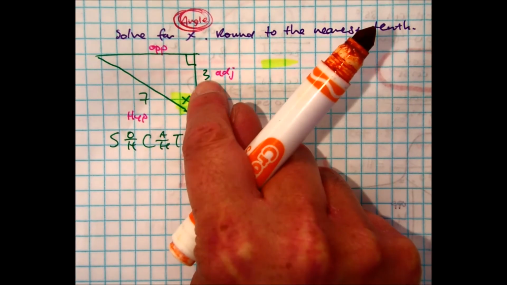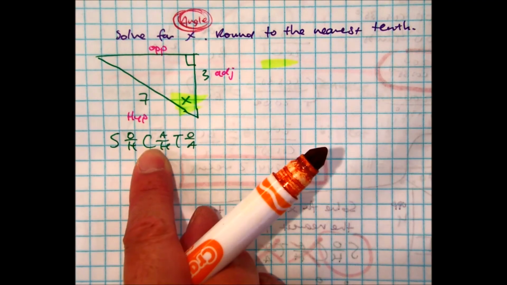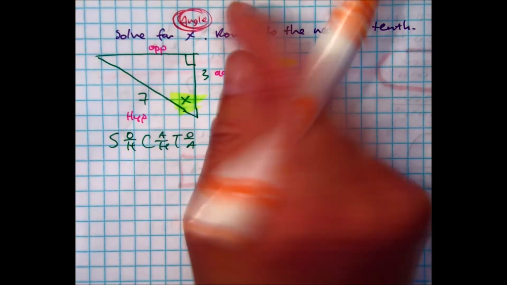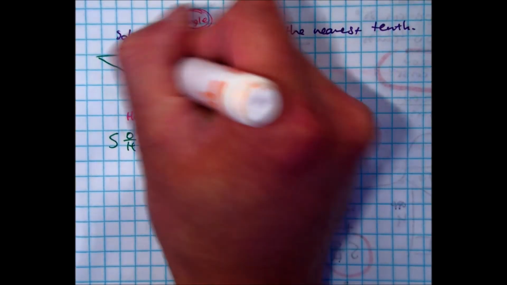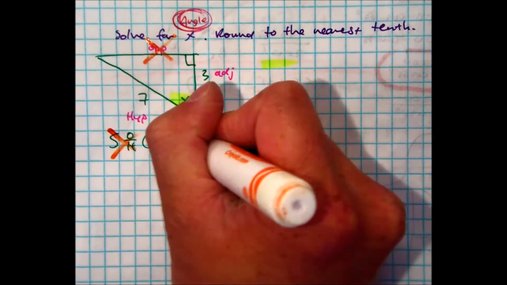Adjacent has a number. Hypotenuse has a number, so I'm going to use cosine. Notice how opposite does not have a number or a variable, so you can cross it off. And anything with the word opposite in it, you just cross off.